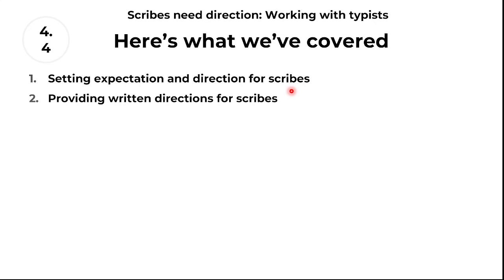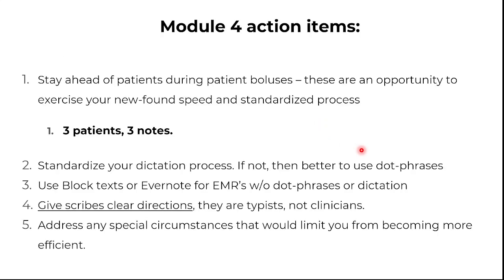Again, we have to understand the importance of systemization, the importance of simplification, and creating those dot phrases for them, creating systems for them, and even teaching them how to use underscores and asterisks so that they can quickly move through a note, and also showing them keyboard shortcuts. We have to arm them with the information to succeed. Again, providing written directions for them is critical, and I hope this lesson was helpful.